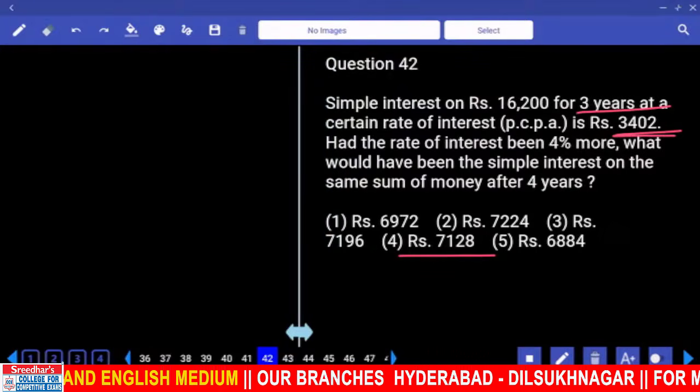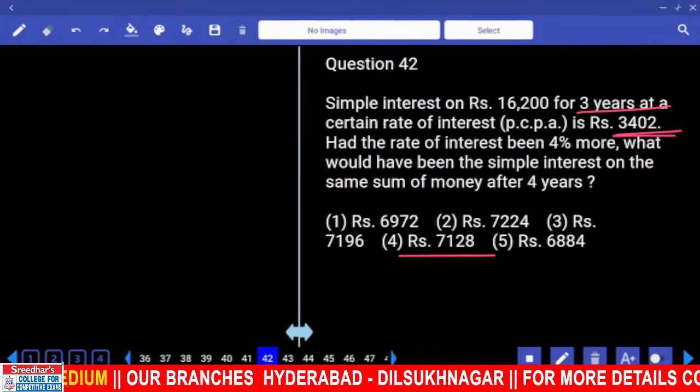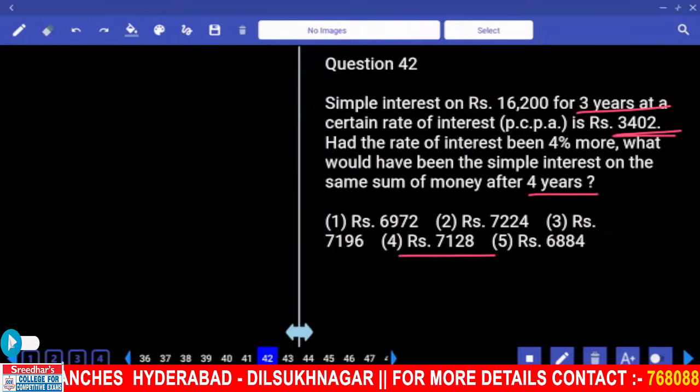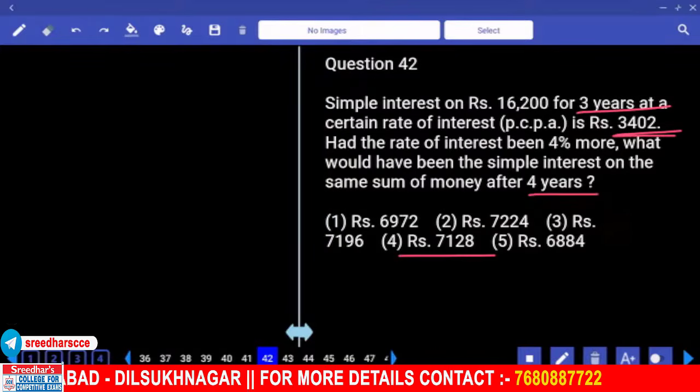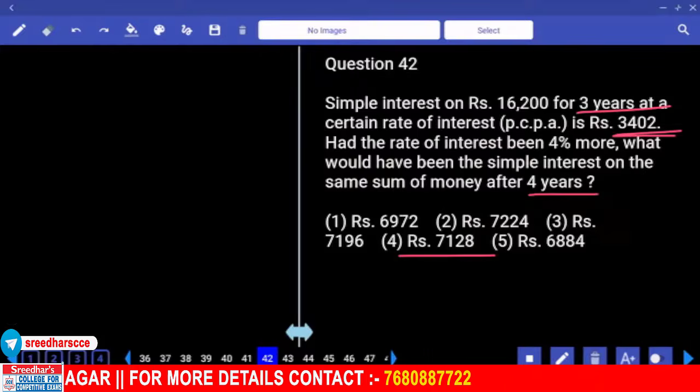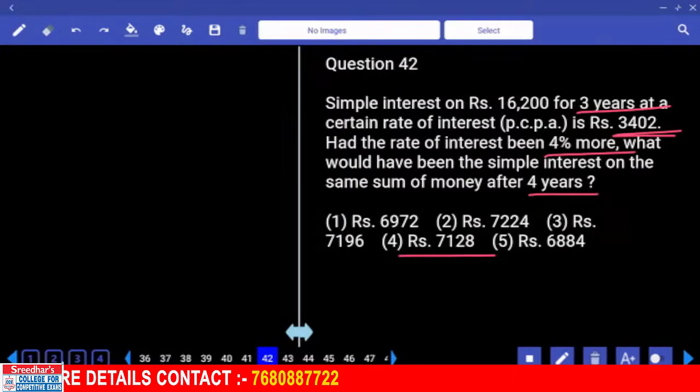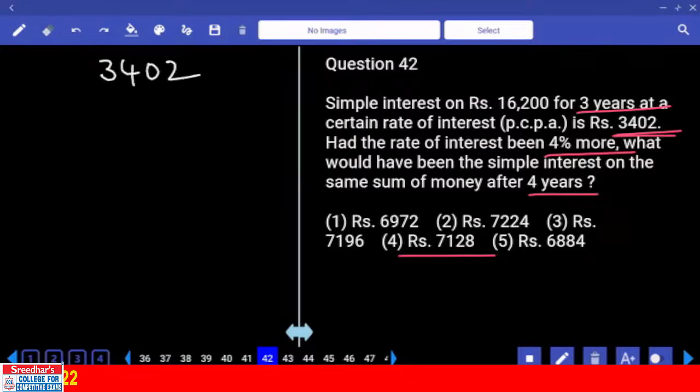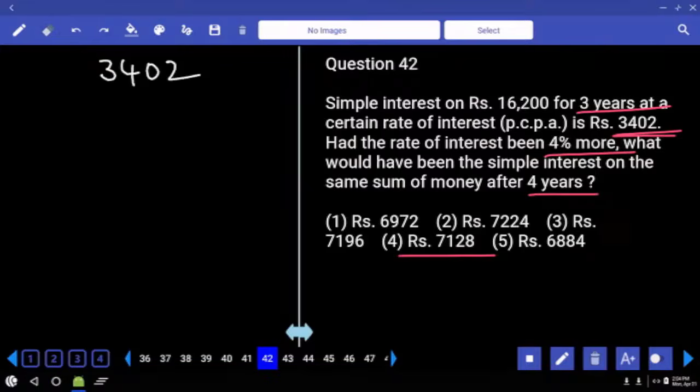3 years interest is 3402, correct? But for how many years do we have to calculate? Let me first calculate 4 years interest according to the existing rate of interest. Increase we will consider later. 3 years interest is 3402, and we need 4 years. So we need to add one more year, which is 1/3 of that number: 1134. Correct? So this is 4 years interest according to the existing rate of interest.